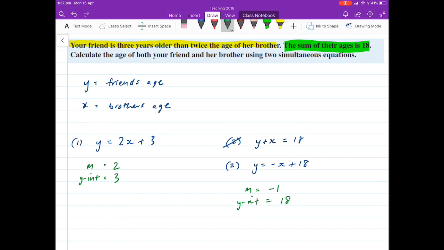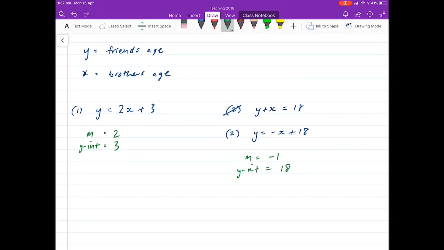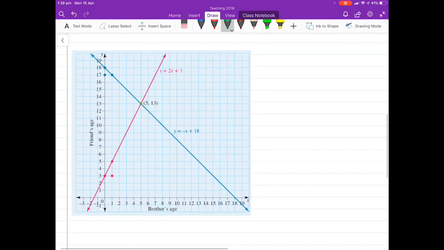Okay, so once we get that information, we can then go and plot, same as referred to in the previous video that we looked at. We come up and we come to a point here. So we've got our two lines. We can quite clearly see that there is a solution here, and that's at the point (5, 13).